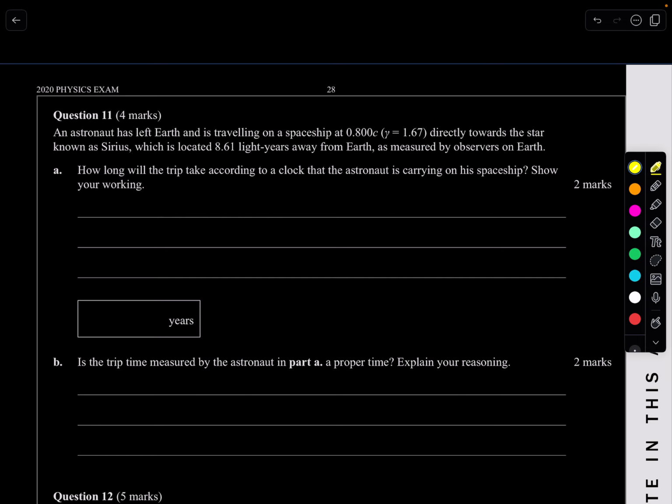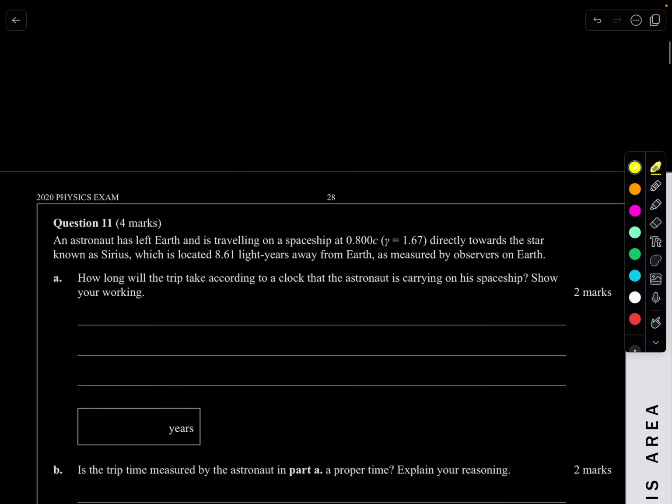Question 11. An astronaut has left Earth and is traveling on a spaceship at this speed, directly towards the star known as Sirius, which is located 8.61 light years away from Earth as measured by the observer on Earth. So let's draw a diagram. Say this is Earth, so E, and let's say this is the planet S, which is Sirius.